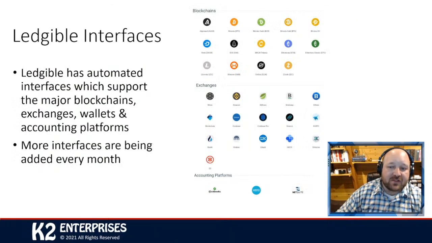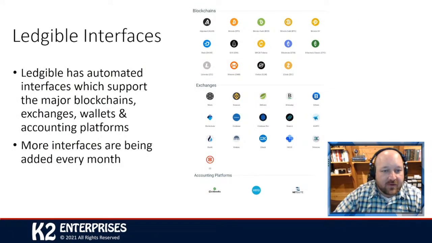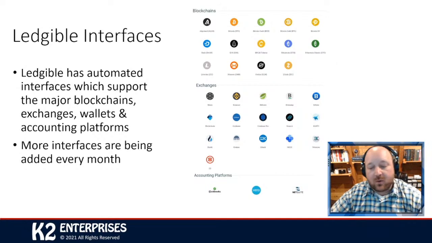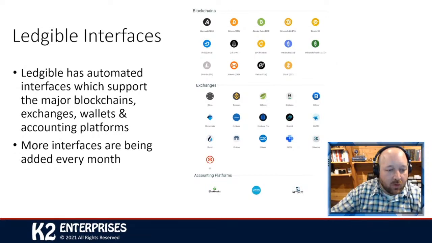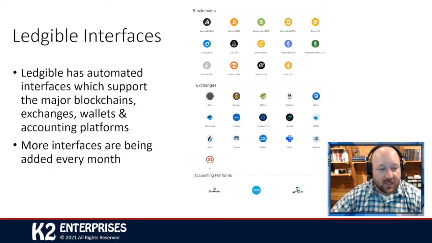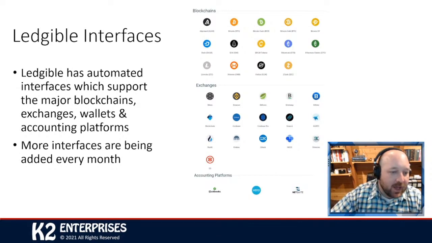What's cool about this is that it works with a lot of different interfaces. It'll work with Bitcoin, it'll work with Ethereum, it'll work with exchanges like Coinbase and Kraken and more. And they're adding stuff all the time. New wallets, new exchanges, new accounting platforms.